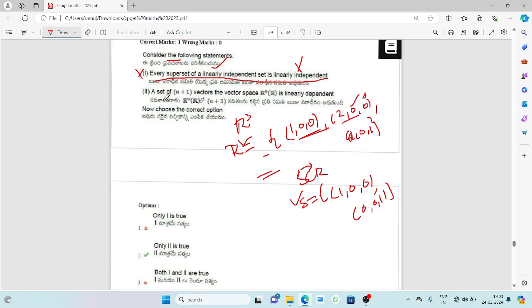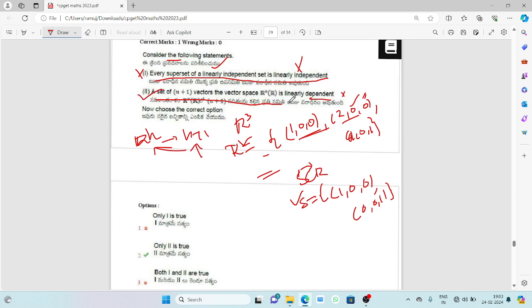Okay. So the second one is: a set of n plus 1 vectors in a vector space is linearly dependent. Yes, it is linearly dependent, because the space is only R power n, but it contains n plus 1 vectors, so there is one extra element. That element is linearly dependent, because R power n contains only n linearly independent vectors. So that statement is true.